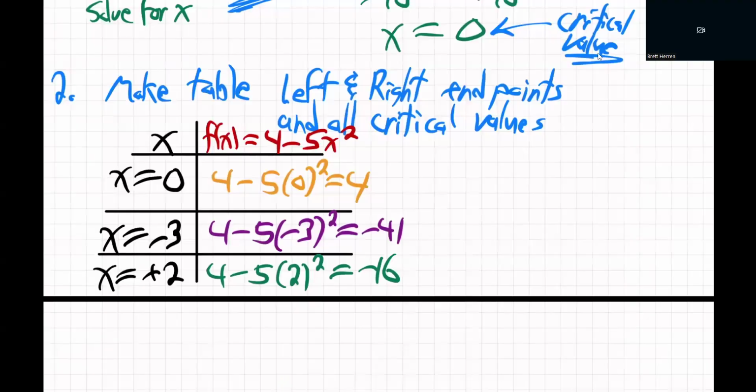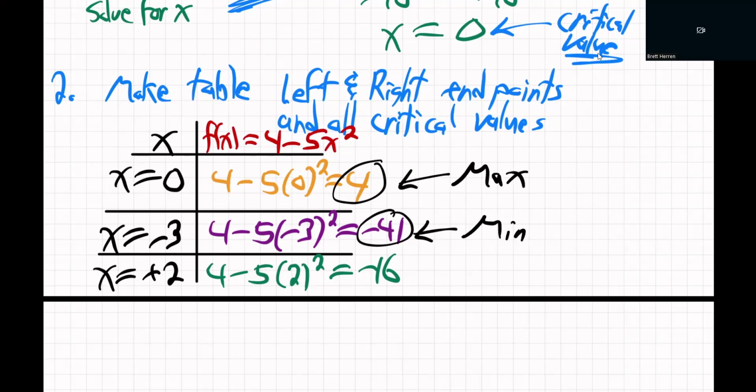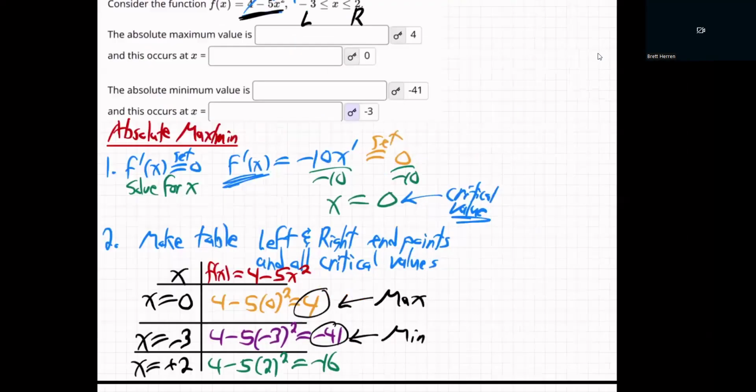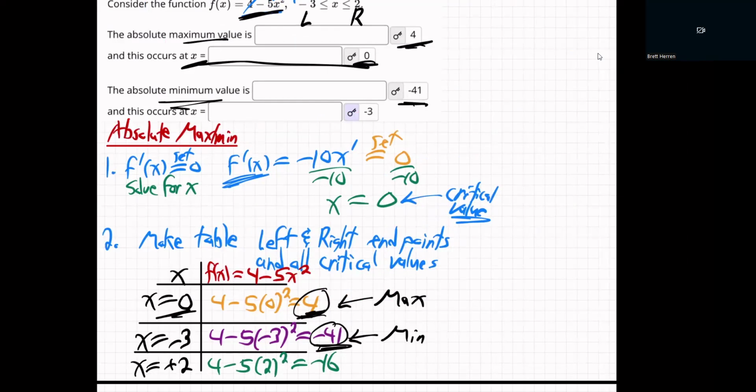So that'll tell you who the winners are, the mins and the maxes. So who is the biggest? This is the max. It's the highest number. 4 is higher than either number. And this one is the min. This is the lowest, the most negative. And so that's the absolute. So the absolute max is 4. That happens at x equals 0. The min, negative 41, happens at x equals negative 3. So that's how we do absolute max and mins.